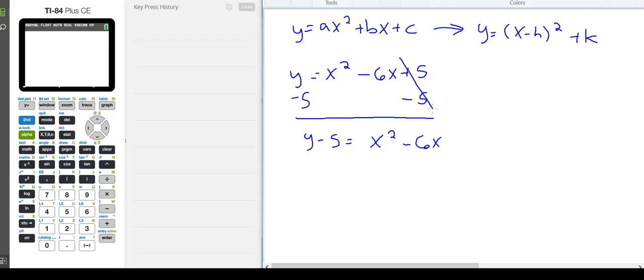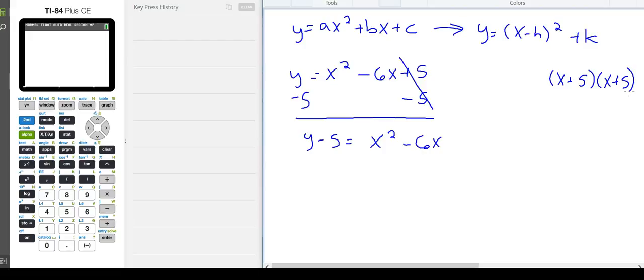Now we want to find some way to make the x squared minus 6x, that side of the equation, into a perfect square polynomial. A perfect square polynomial, you might remember, is when we're multiplying the same two factors by each other. Let's say it would be x plus 5 times x plus 5. When FOILed out, this would be a perfect square polynomial.